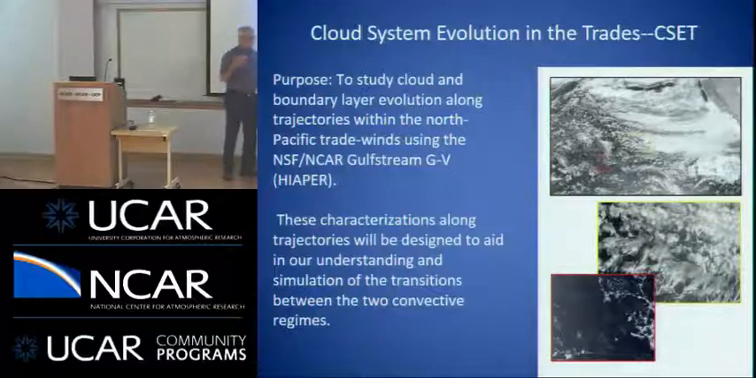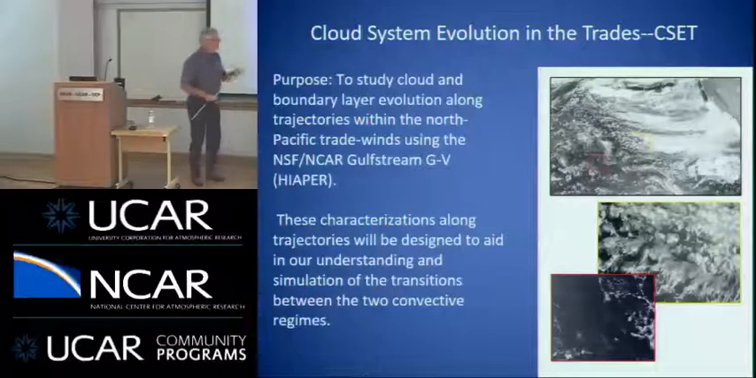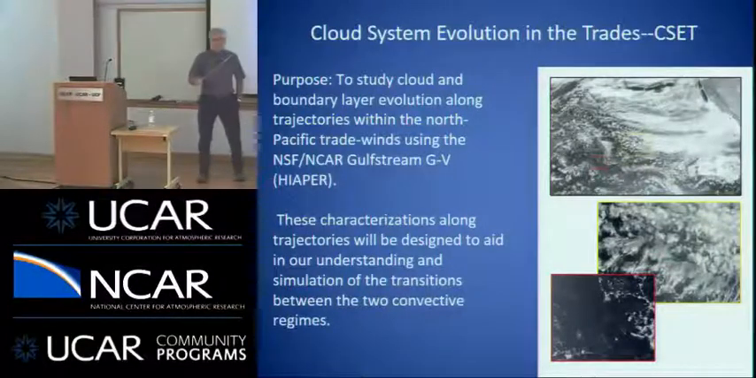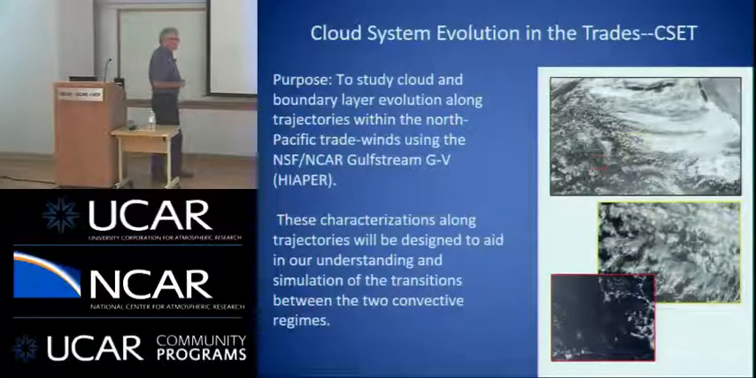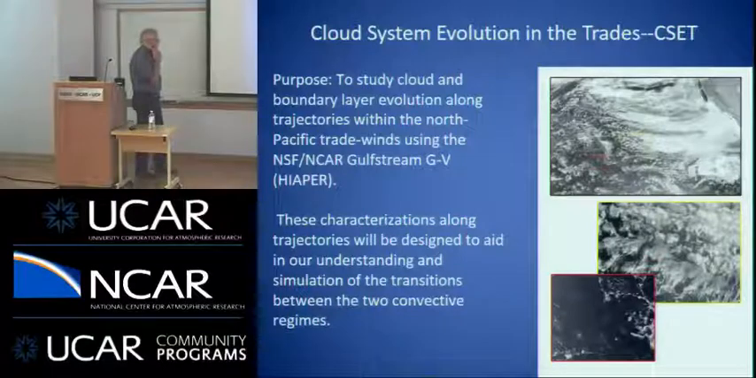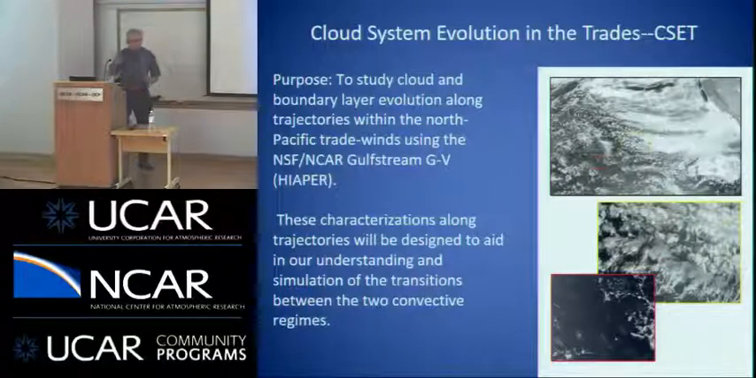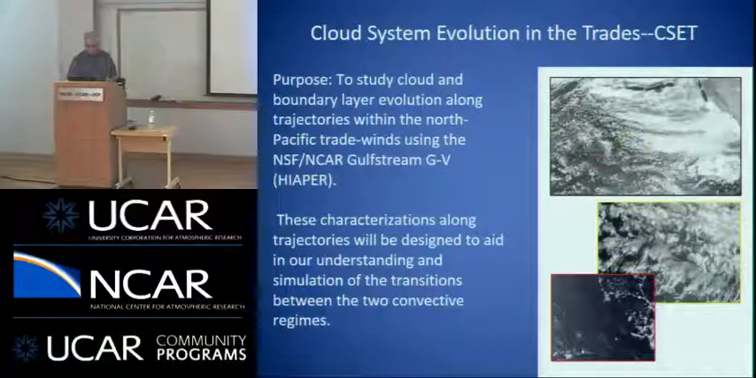From a modeling perspective, that's important to get right because these clouds have such a large impact on the radiative balance. Where they break up, how they break up, and what happens after they break up is very important to trying to understand the cloud feedbacks within the climate system. So the idea here is to characterize the boundary layer conditions along trajectories and then try to simulate the transitions between these different convective regimes.